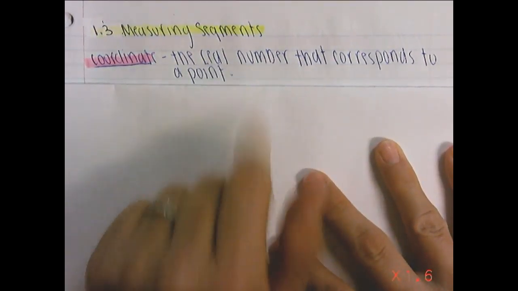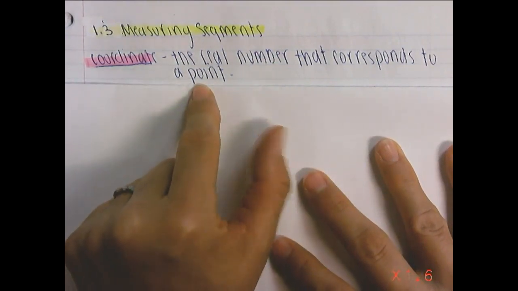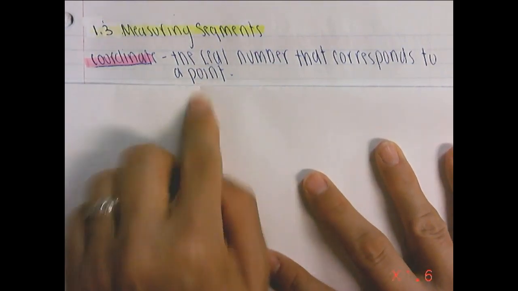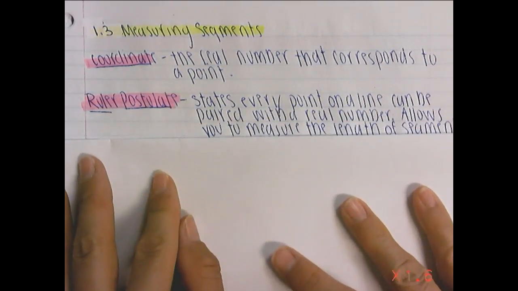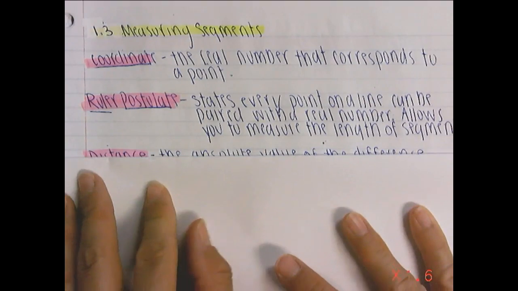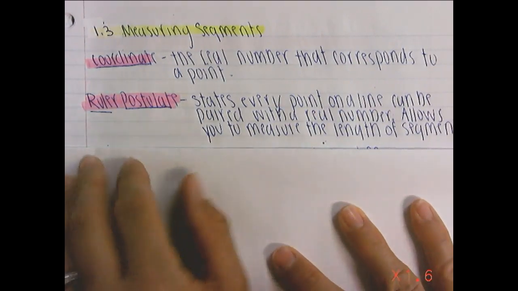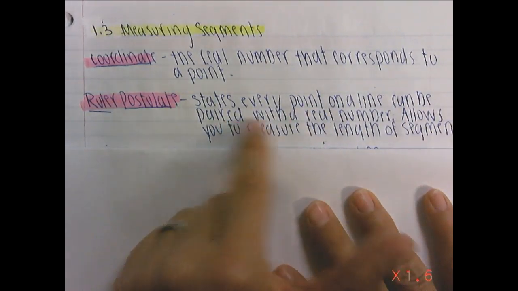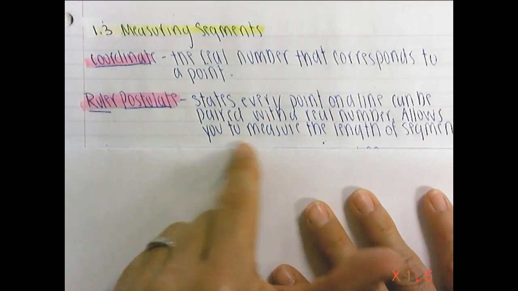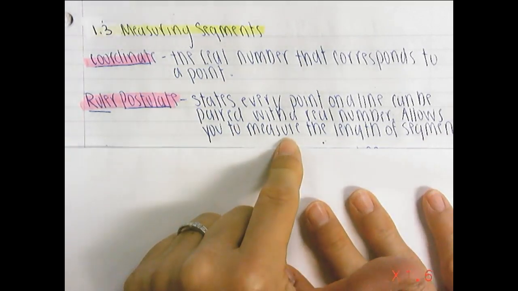It's the real number that corresponds to a point. Okay, what exactly does that mean? Well, the coordinate is going to relate to the ruler postulate. So the ruler postulate states that every point on a line can be paired with a real number, which allows you to measure the length of segments.